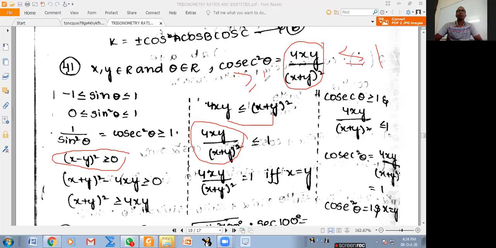LHS is greater than or equal to 1. How can something more than 1 be equal to something less than 1? Not possible. The only chance they can be equal is if both are equal to 1. So when will 4xy by x plus y whole square be equal to 1? When x minus y should be 0, meaning x should equal y. For LHS to be 1, theta should be 90 degrees. For RHS to be 1, x and y should be equal. So only when x and y are equal and theta is 90 degrees can these two be equal. Otherwise, LHS will be more than 1 and RHS will be less than 1, so they can't be equal.